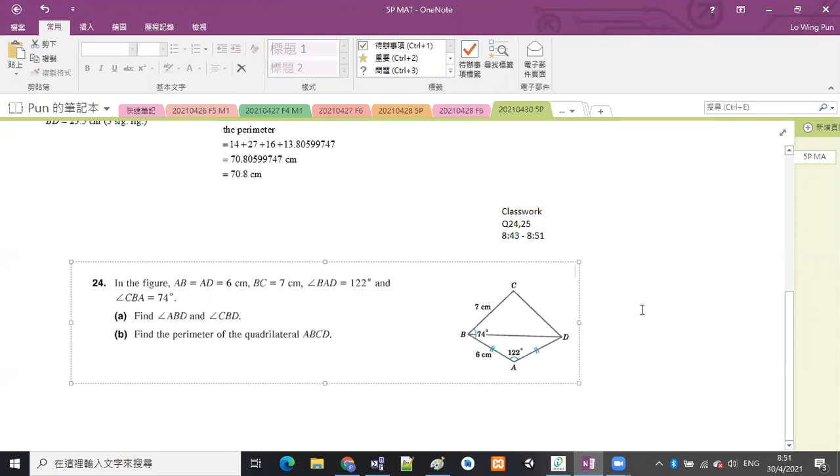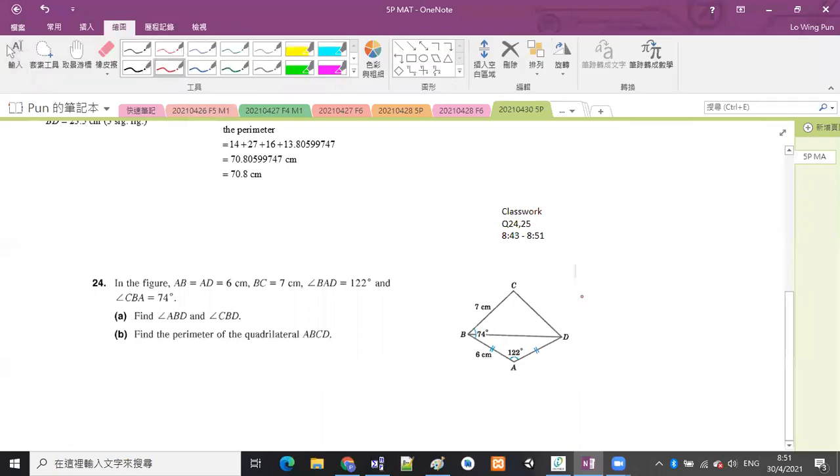Okay, let's check the answers for question number 24 and 25. Okay, so 24: in the figure, AB is equal to AD and they are both equal to 6 cm. And then BC is 7 cm, angle BAD is 122 degrees, angle CBA is 74 degrees. So everything is marked on the diagram. Part A, to find angle ABD and CBD.